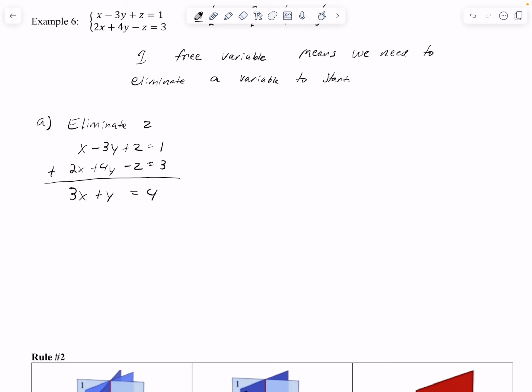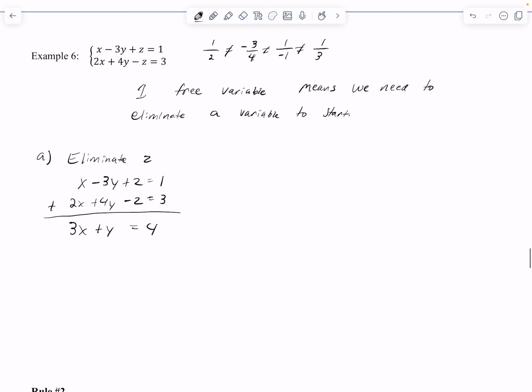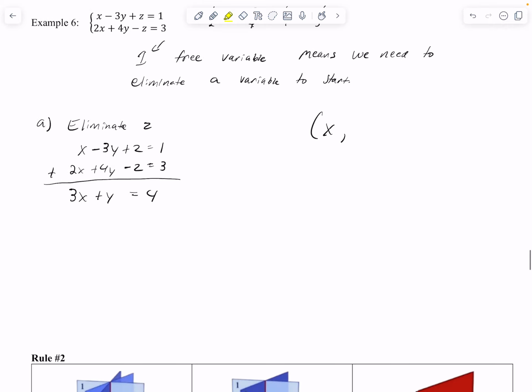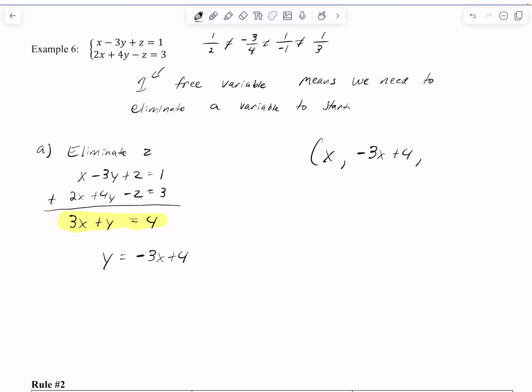Now, because remember, we have that one free variable, which means I'm going to have x as part of my solution. So I'm going to rewrite this solving for y in terms of x. So y equals -3x plus 4. That's going to be my next part here. And then to find what z is equal to, I'm going to plug in y equals -3x plus 4 to figure out what z is going to be equal to.